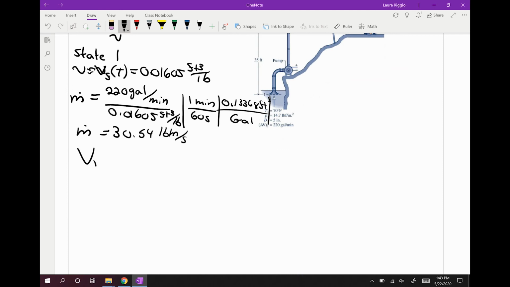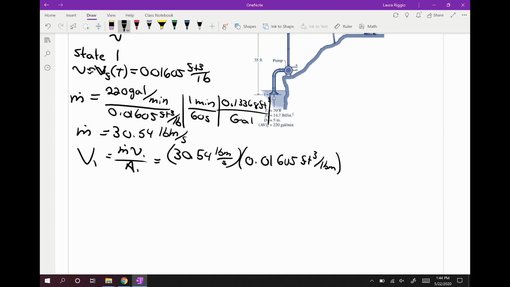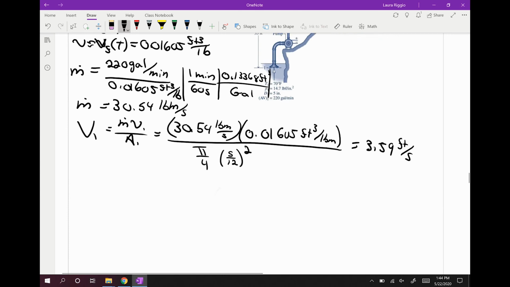Our velocity is equal to our mass flow rate times our specific volume divided by our area, which is 30.54 pounds per second times 0.01605 feet cubed per pound divided by pi over 4 times 5/12 squared. We get our velocity is 3.59 feet per second.